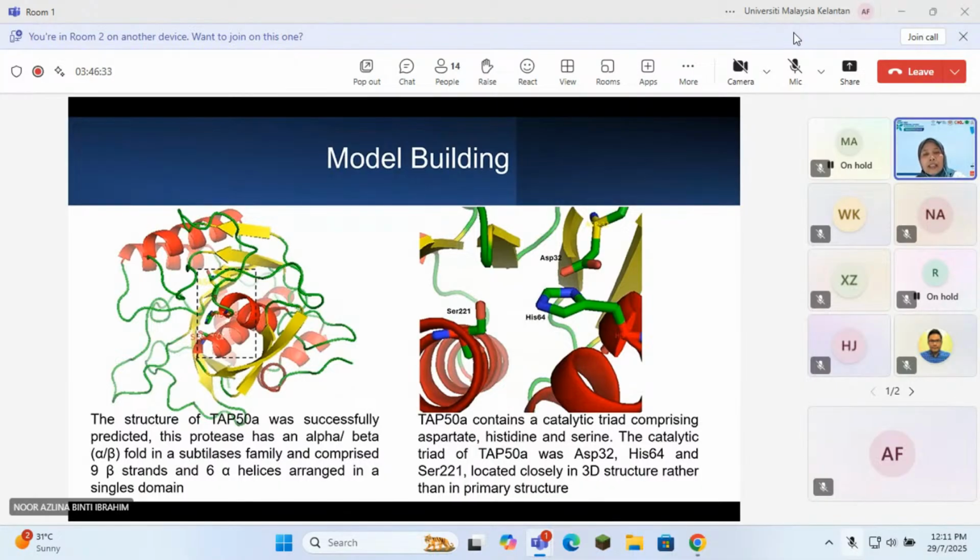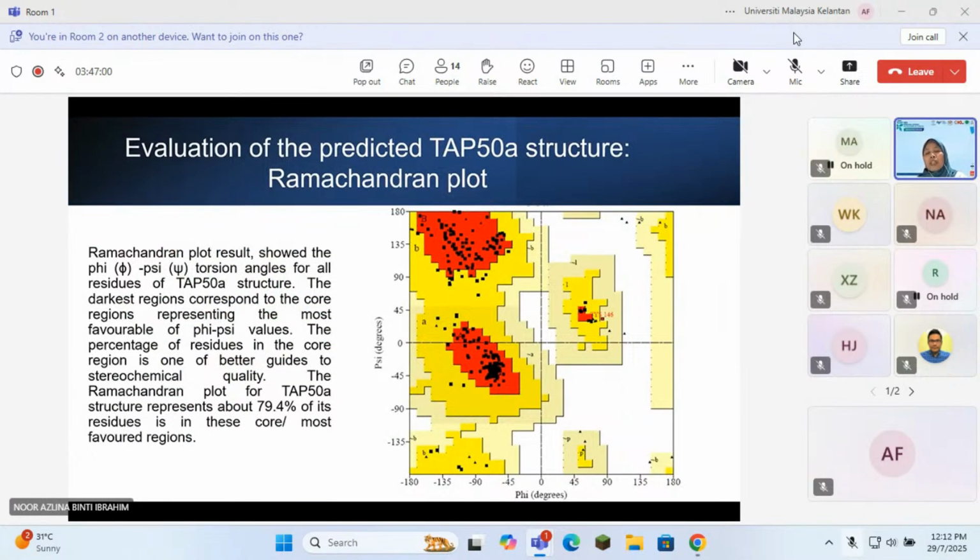This is the structure, and the next figure focuses on what we call the active site. Here there are 3 amino acids representing the catalytic triad, consisting of aspartic acid, histidine, and serine. Okay, then this structure must be evaluated in order to know whether it is correctly predicted or not.